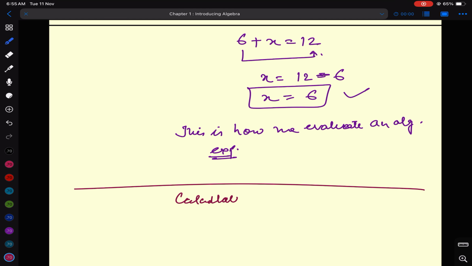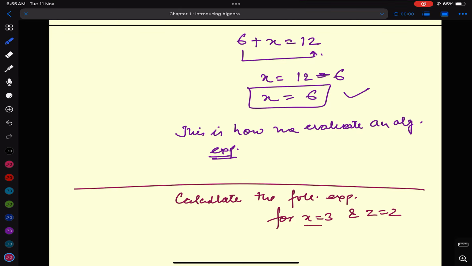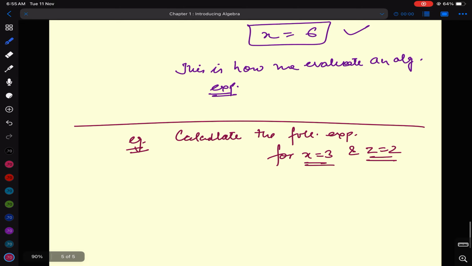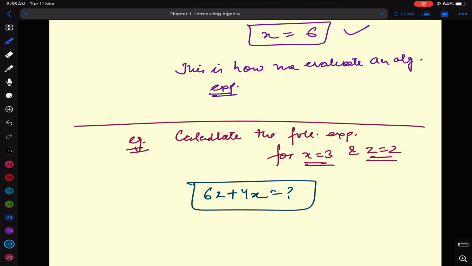Okay. So next we are going to calculate the following expression for x is equal to 3 and z is equal to 2. So here, as you see, we are going to evaluate an expression provided we are given the value of x as 3 and z as 2. So we are already given the value of these two variables. Now what is the expression here? The expression here is 6z plus 4x, and that is what we are supposed to figure out the value of.